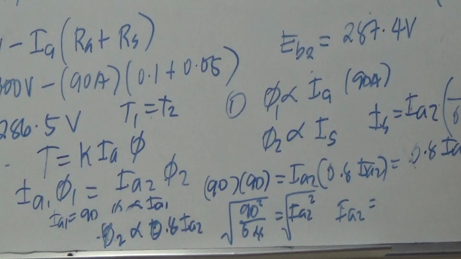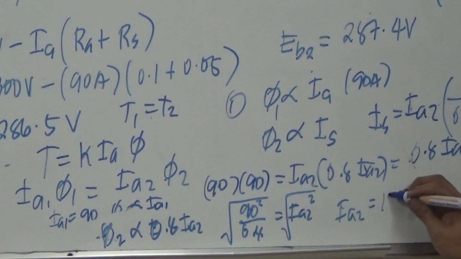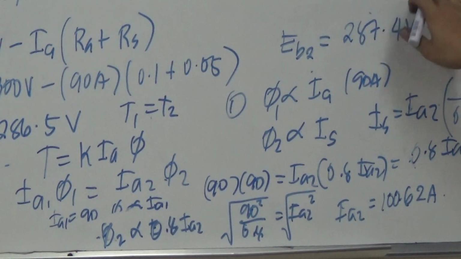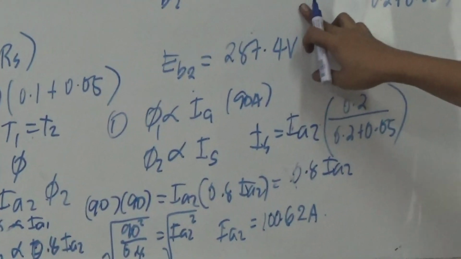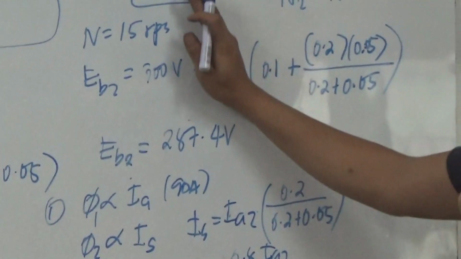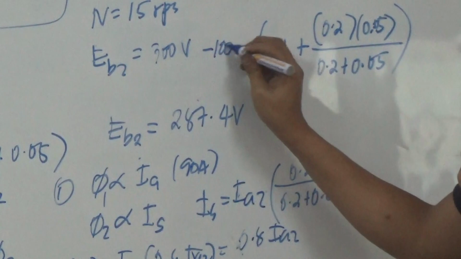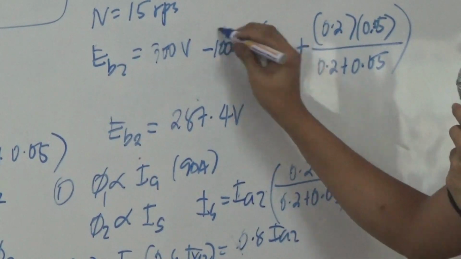100.6. 0.62, so 0.62 amperes. So, ito yung papalit natin dito sa EB2. 100.62 amps.